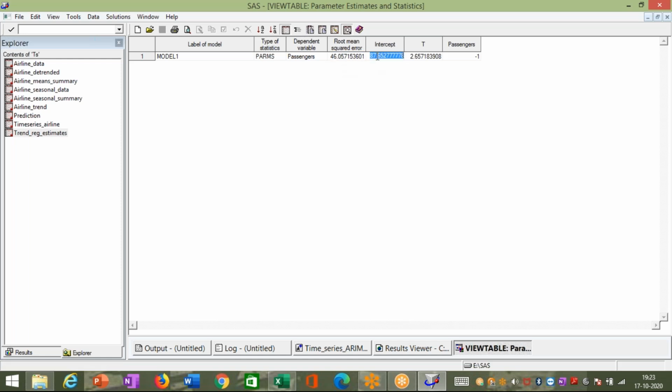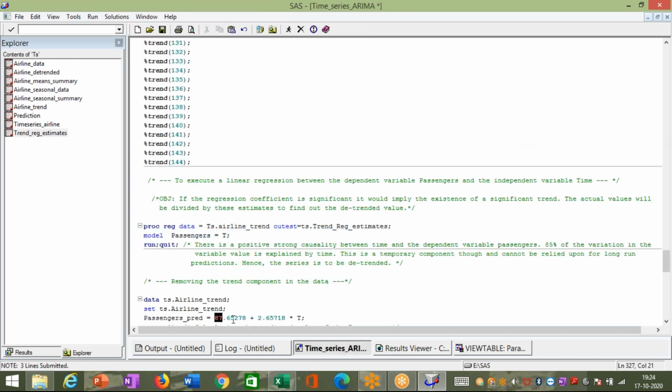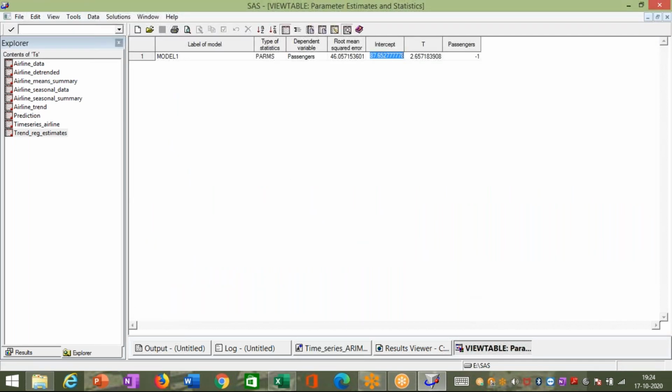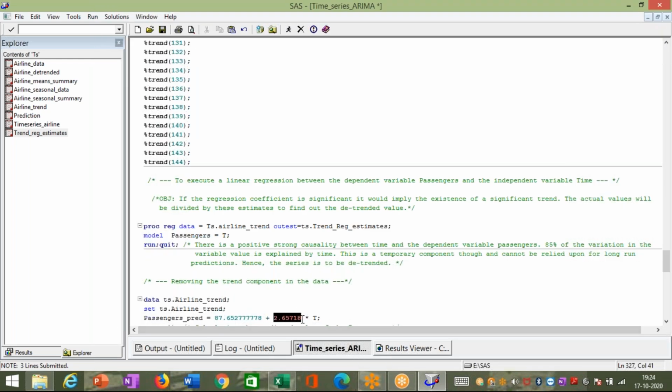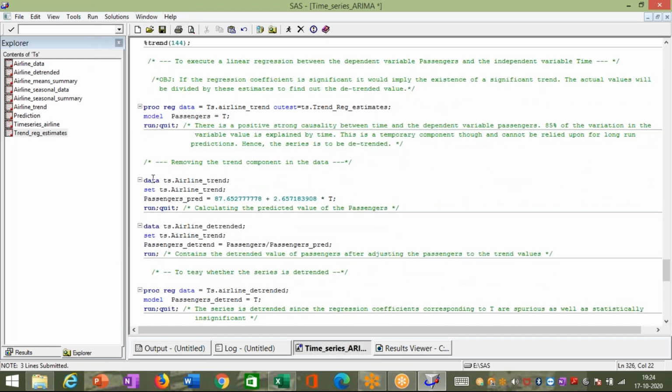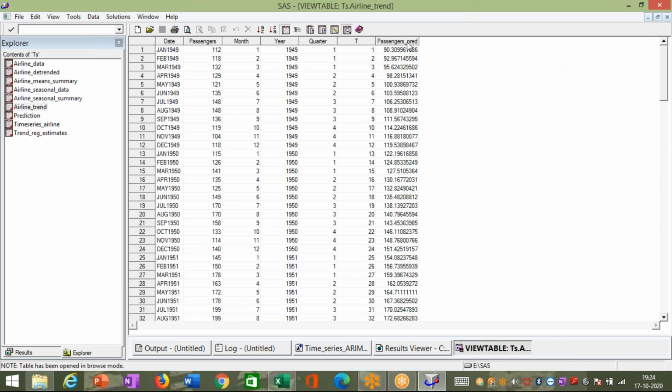You can see that the intercept is this. This is the intercept value. Now this value is something different from what you can see over here. This is a more rounded off value, and the exact parameter estimate value is this. And this is the exact statistic. So this is the value of the predicted values of the passengers.